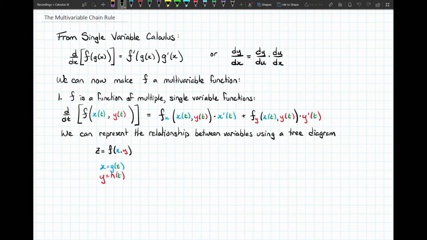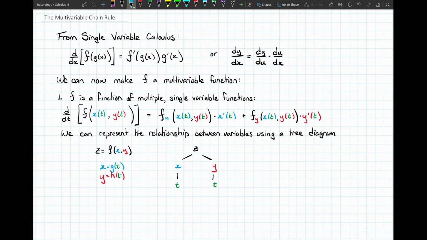Then in our tree diagram, we have z sort of at our top level here. And that will depend on two quantities. We have x and we have y. But each of those quantities, x and y, are also dependent on something else. So we can go into the branch deeper. X is dependent on t, and so is y.